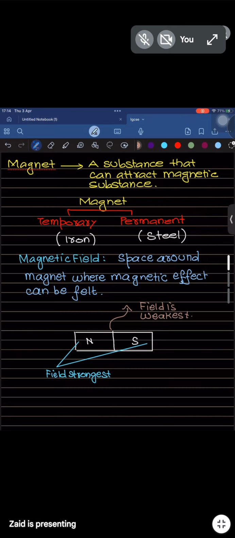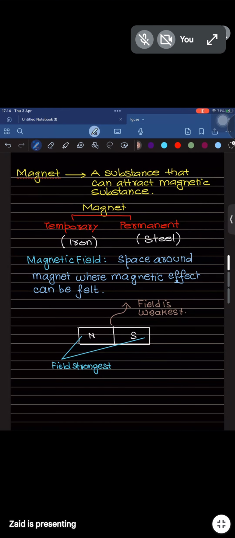The field is weakest at the center and it is strongest at the poles. My fan was creating noise. I just switched it off. Okay, so the field is strongest at the poles and is weakest at the center.